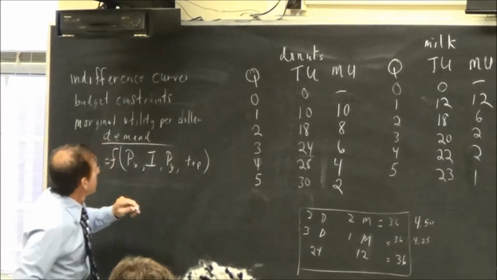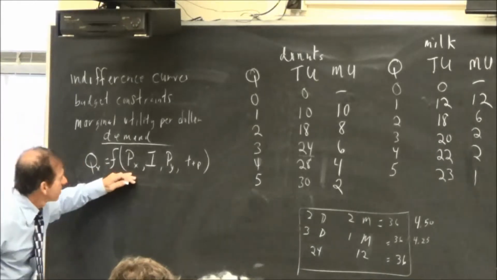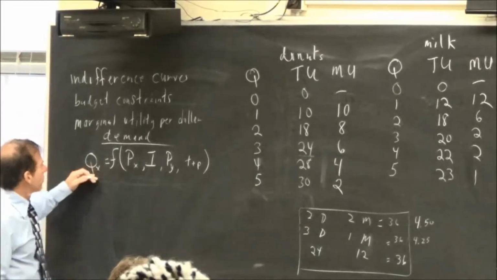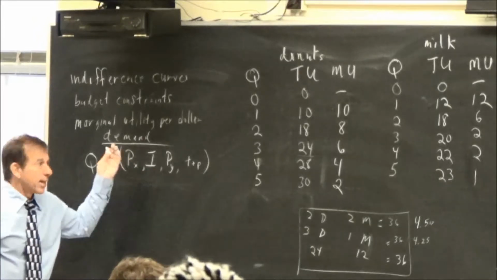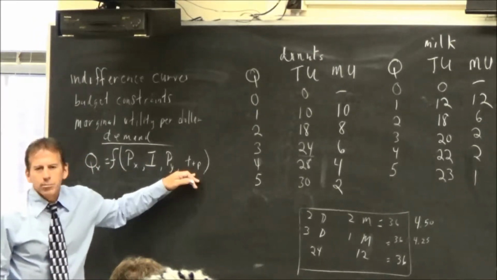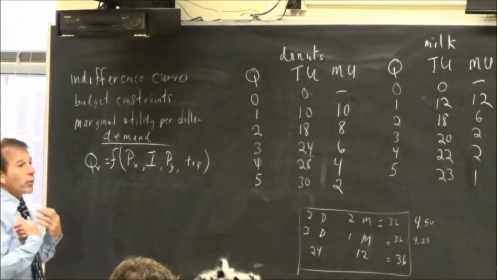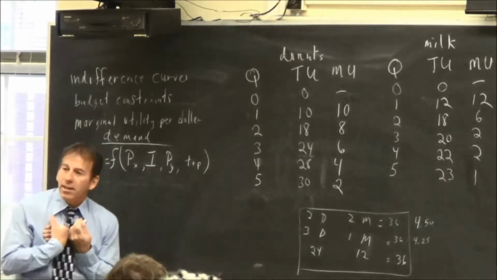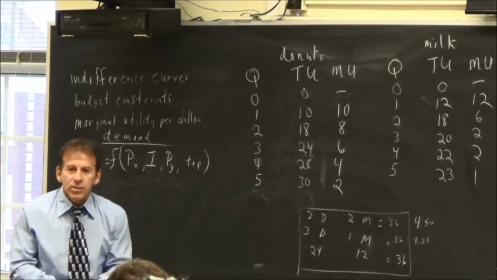All these factors affect the demand curve. Price of X is the price of the good we're looking at. Income is income. Price of Y is the price of related goods, and tastes and preferences are how we view things, how much we like things. And that's the same thing as our utility.